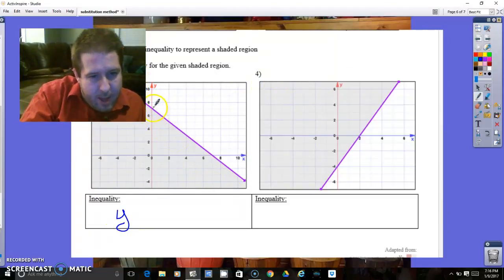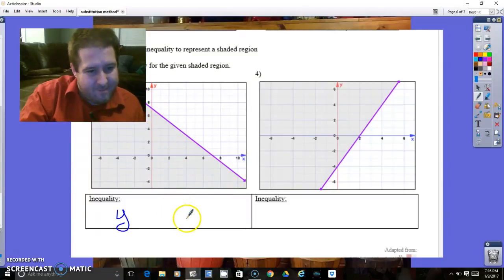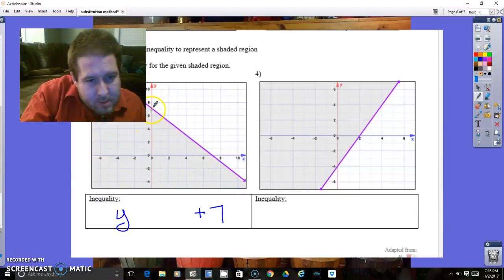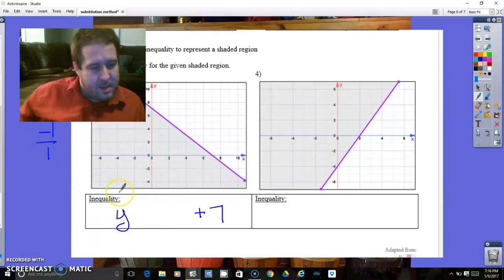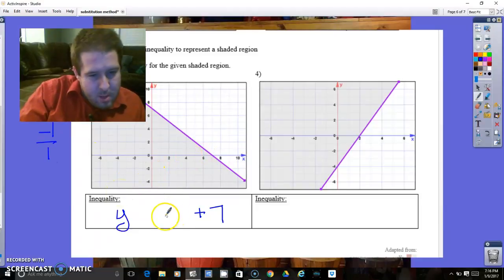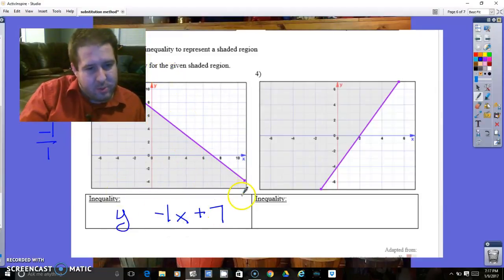The boundary line has a y-intercept of 7, so it's going to be plus 7 at the end, and it's got a slope that looks like it's going down 1, right 1, down 1, right 1, down 1, right 1. Down 1, right 1 is a slope of -1. So negative 1x plus 7 is the boundary line.